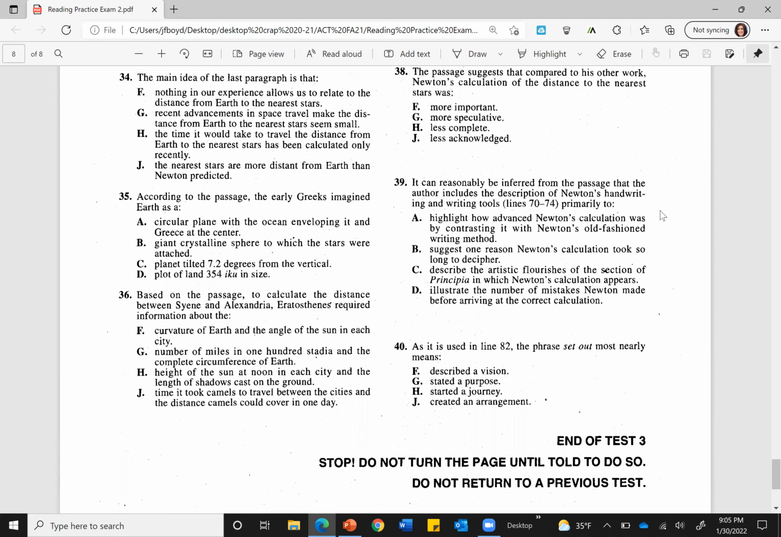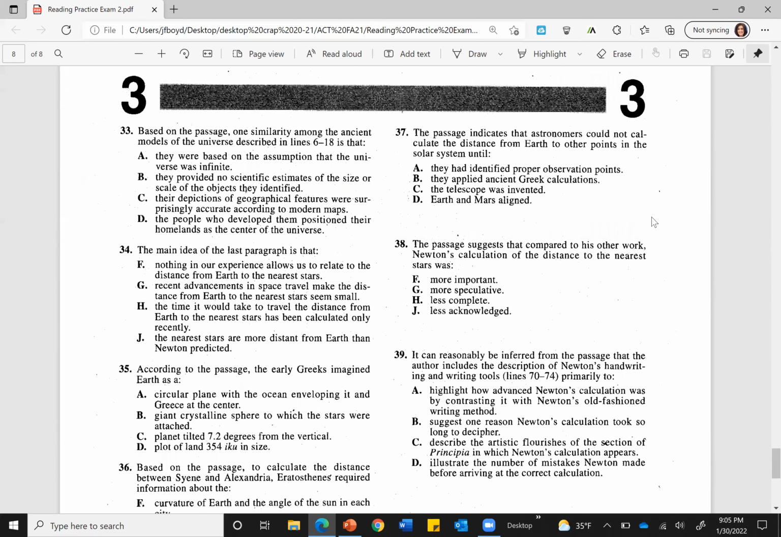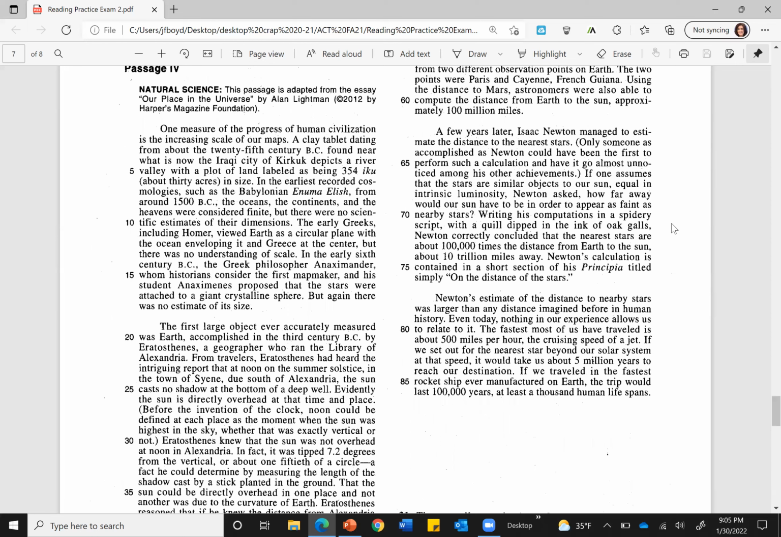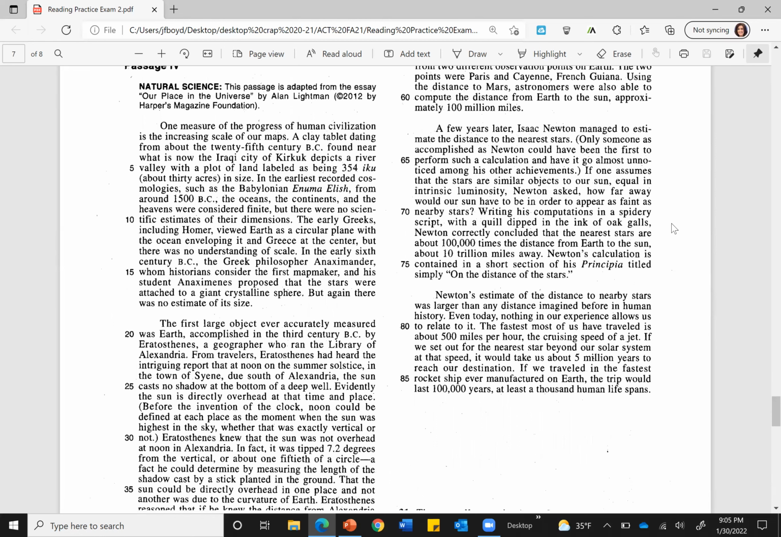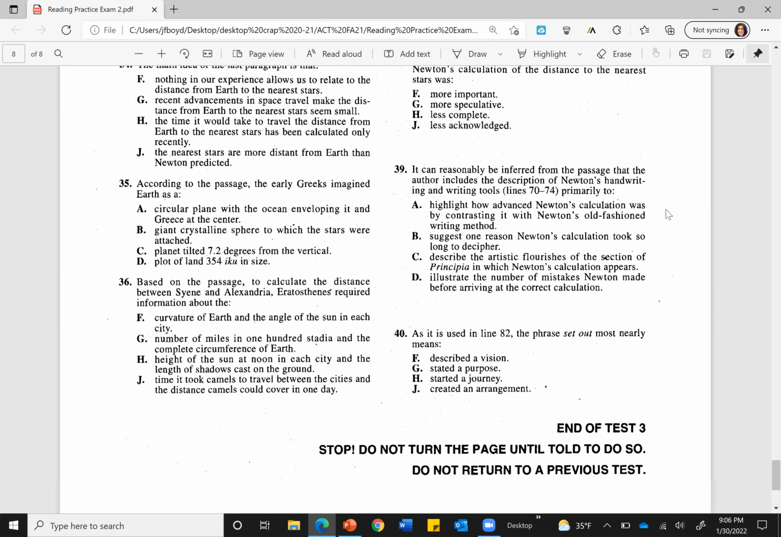Number 39. It can reasonably be inferred from the passage that the author includes the description of Newton's handwriting and writing tools, primarily in order to A, highlight how advanced his calculation was by contrasting it with his old-fashioned writing methods. And this is just great. Writing his computations in a spidery script with a quill dipped in the ink of oak galls. I don't even know what that is, but it sounds really old-timey. That sounds fantastically old-fashioned. And so when you juxtapose and compare that with how surprisingly accurate his calculations were, it's really interesting and kind of noteworthy. And that's why the writer chose to make that comparison.